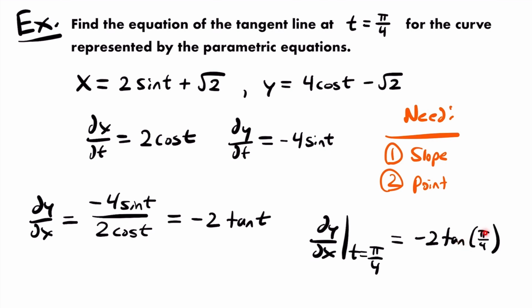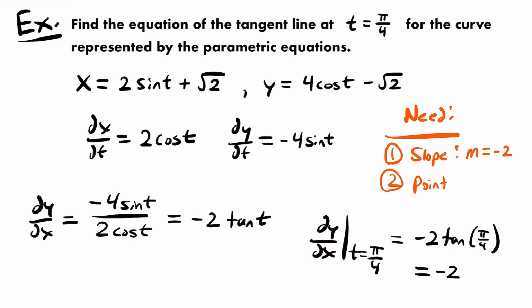Now tangent of pi divided by 4 is equal to 1, so this is equal to negative 2 times 1, which is equal to negative 2. So our slope will be negative 2. And so the first thing that we needed, we now found. We now know that the slope, m, is equal to negative 2.